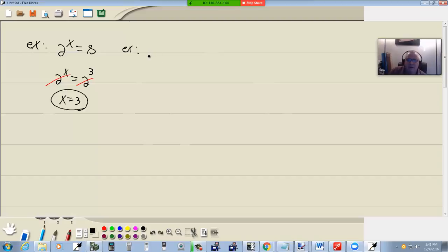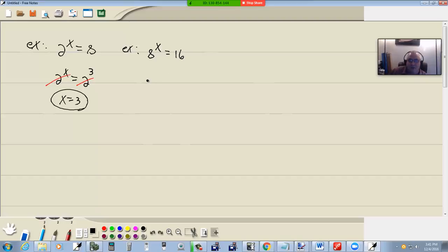On the other hand, you could have a problem that looks like this. 8 to the x equals 16. If I start with my larger number, there's no way I can rewrite 16 as 8 to a power. 8 to the first is 8, 8 squared is 64.